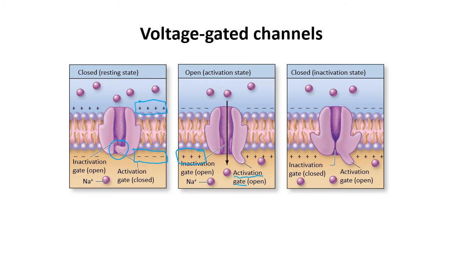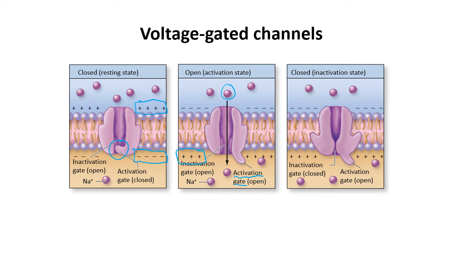And so that activation gate then causes the cell to start to allow sodium once again to come into the inside of the cell. It's again following its concentration gradient. We've got excess amounts of sodium on the outside of the cell compared to the inside of the cell, and it simply follows that concentration gradient.